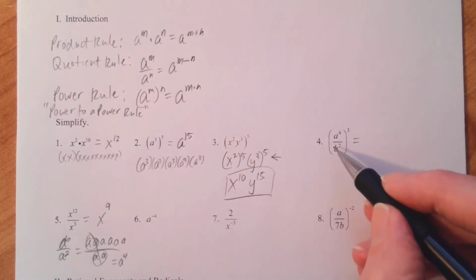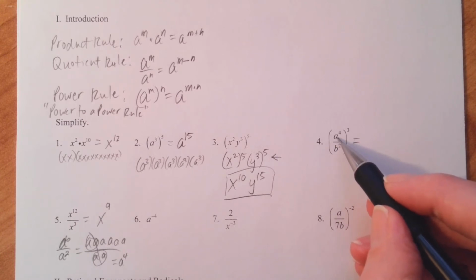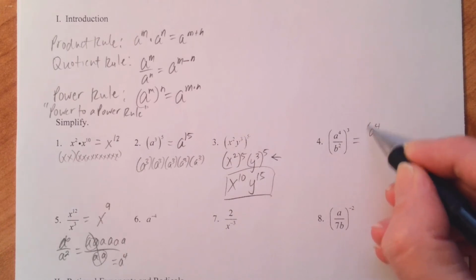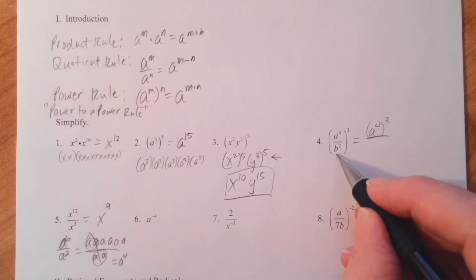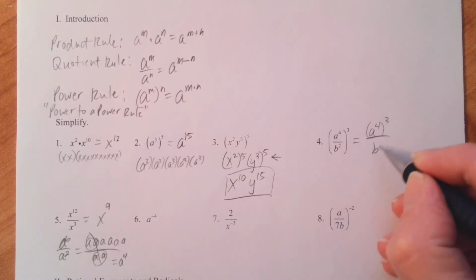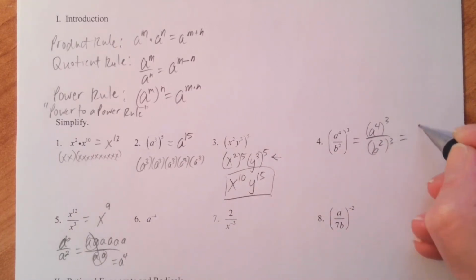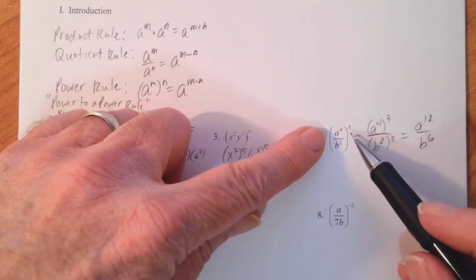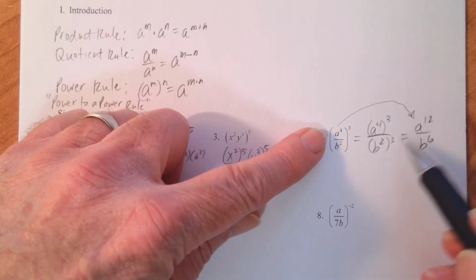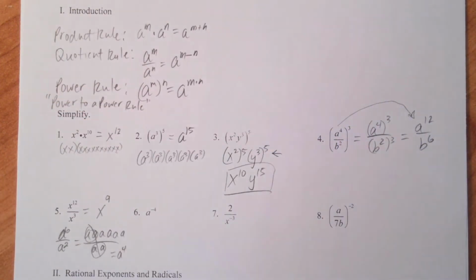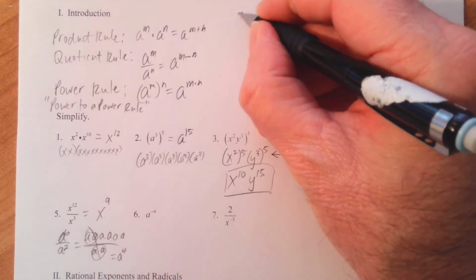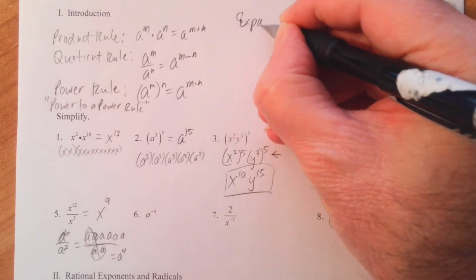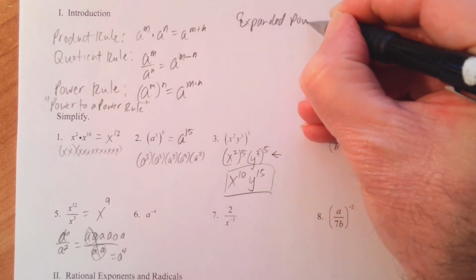So here it's very similar. We have the numerator to the third power, so a to the fourth cubed, and we have the denominator b squared cubed. So we're going to end up with a to the 12th over b to the 6th. So again, you could just go directly from here to here. This is kind of an optional step in the middle. So these are what we call the expanded power rules.